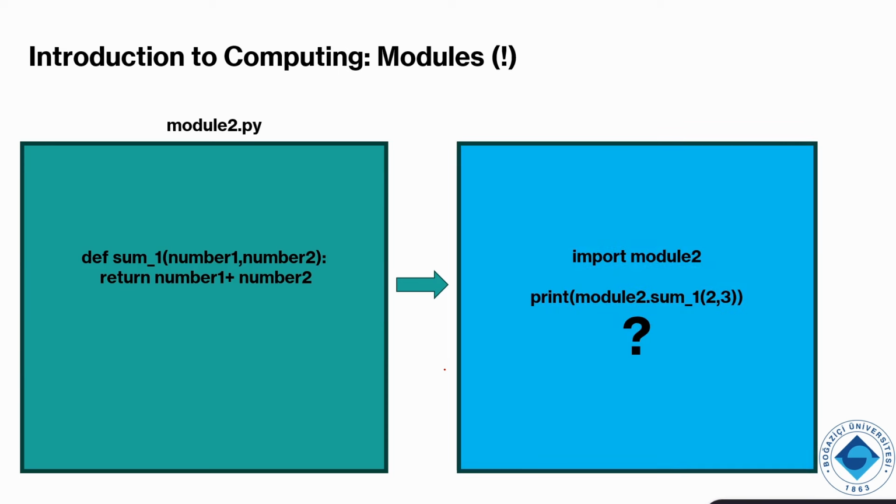Again, we can define one more new module. It has one function here, sum_one, and it will take two different parameters, number one and number two, and it's going to return it by summing. And in my main Python file, I'm importing my module by writing import module2. And if I write here print module2.sum_one(2, 3), you will see 5, right?